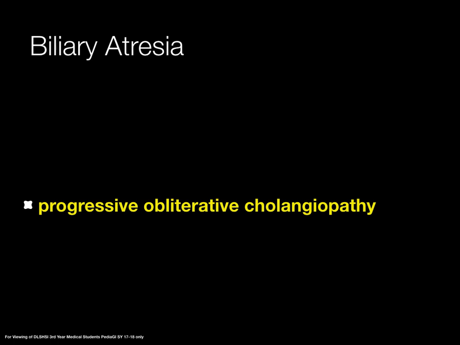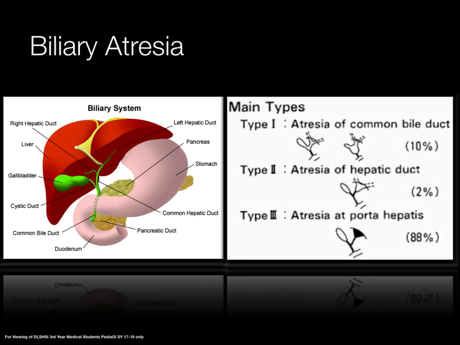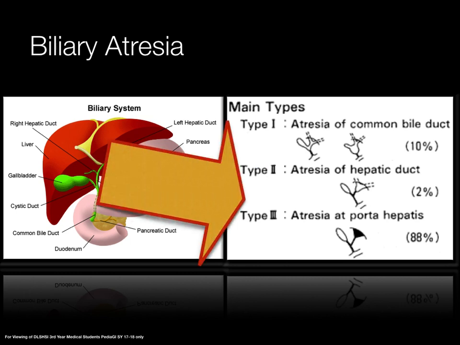The next disease to be tackled is biliary atresia. It is a progressive obliterative cholangiopathy. Biliary atresia has three main types. Atresia of the common bile duct accounts for 10%. Atresia of the hepatic duct accounts for 2%. And the most common is atresia at the porta hepatis, accounting for 88%.